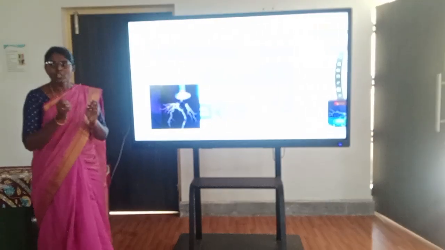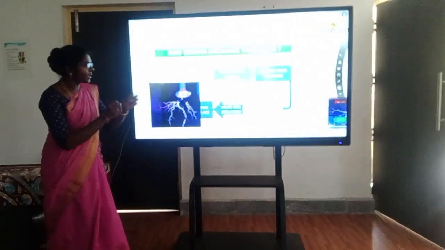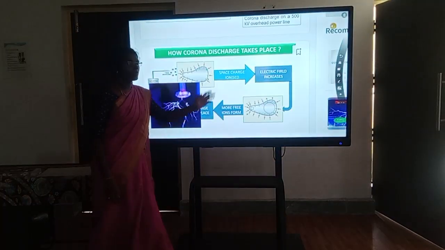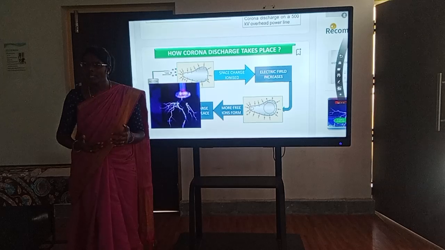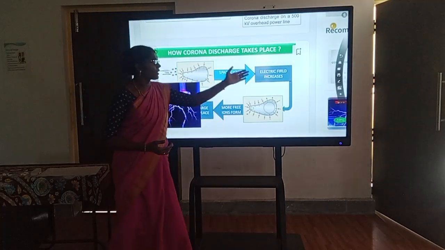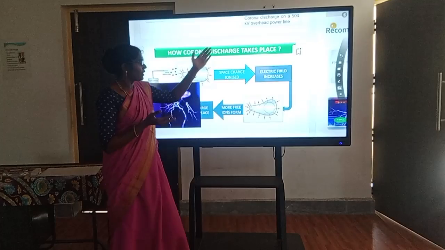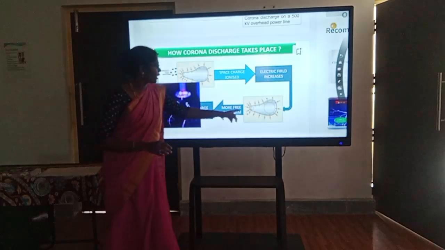What is happening due to the higher voltage, or due to the uniform electric field? It gets discharging. Next, the space charge will get ionized, due to the ionization of the surrounding gases. So the electric field will now, what will happen? It will increase. When the electric field increases, the corona discharge will point towards a particular end.